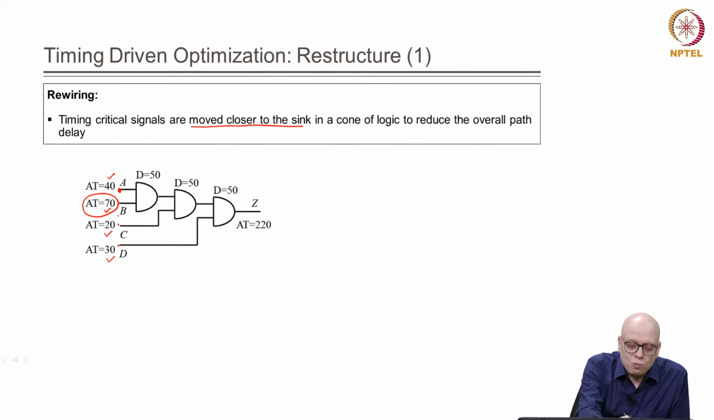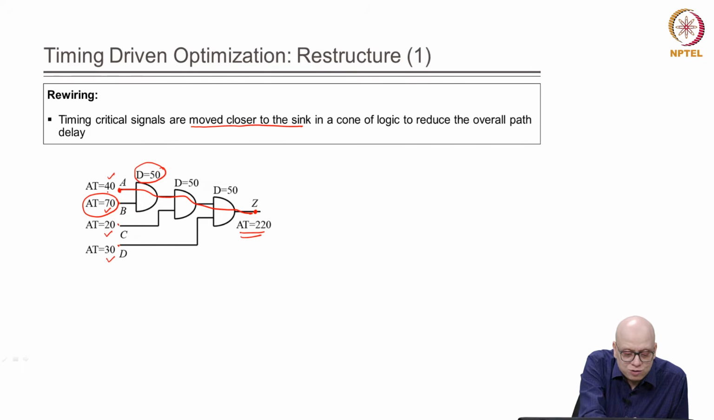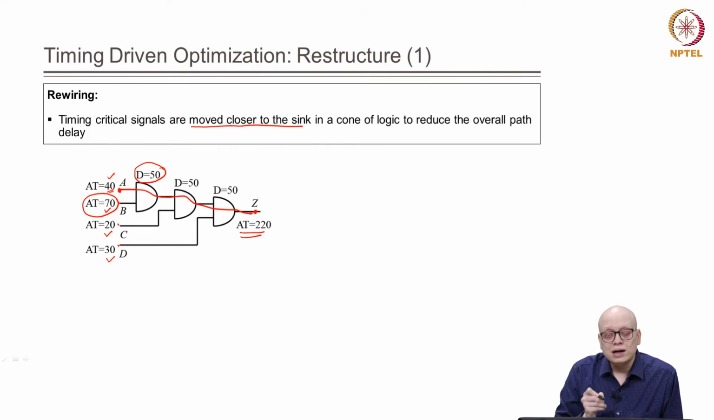Now, what is the worst or maximum arrival time at this point Z? If we consider the delay of all the AND gates, we have assumed it to be say 50 time units, and we have taken time units as arbitrary numbers. Suppose we consider the path A to Z. What is the delay from A to Z? 50 plus 50 plus 50, 150, plus 40, which is the arrival time. So, the arrival time at this point through A will be 190. Through B, how much will it be? 150 plus 70, that is 220.